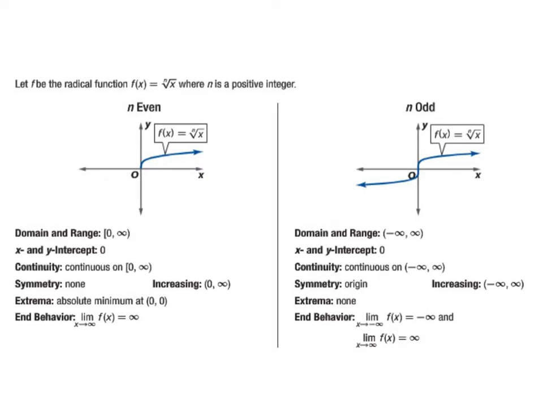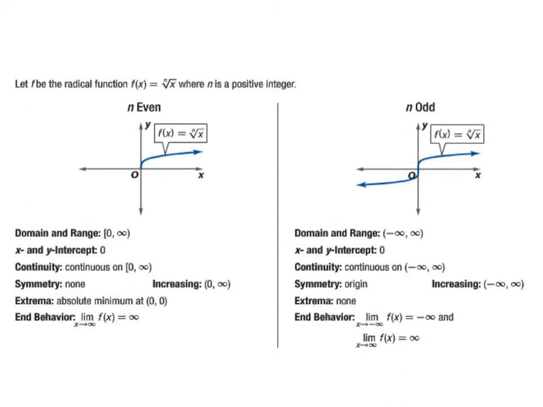Whereas when we're looking at an odd root function, the domain and the range both go from negative to positive infinity. The parent function crosses at the origin. It's continuous on the entire domain. It does have symmetry about the origin. You could prove this algebraically by plugging in negative x and evaluating it. You should get negative f of x.